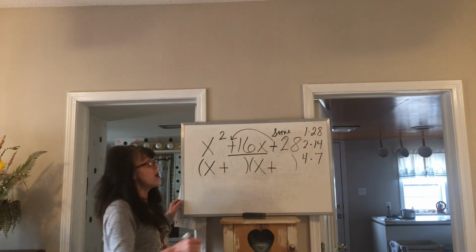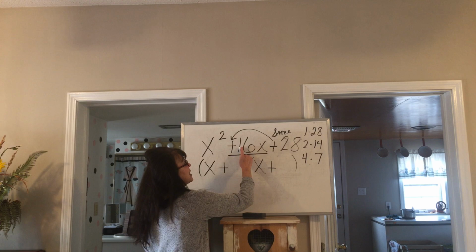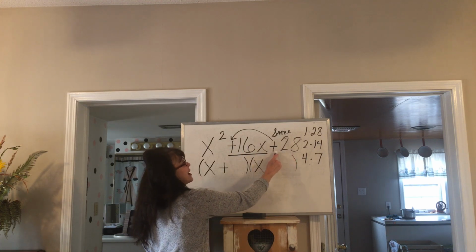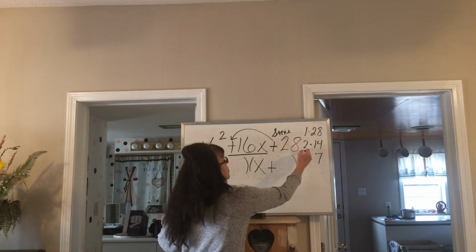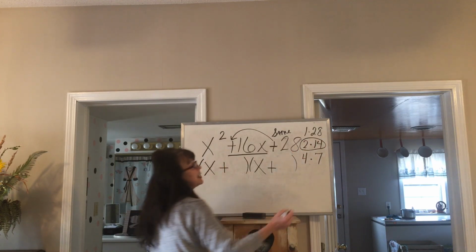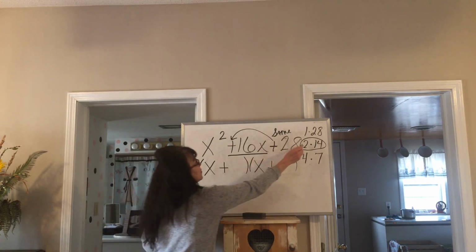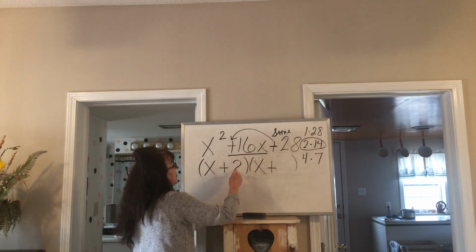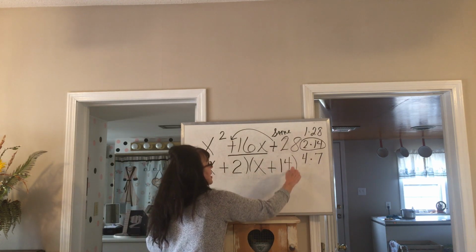2 numbers that multiply give you 28, but when you add them, give you 16. It's like you're reading backwards. And you can see it. It's this one right here. 2 times 14. That adds to give you 16. So the 2 comes first, so I'm going to put it first. The 14 comes second, so I'm going to put it second.